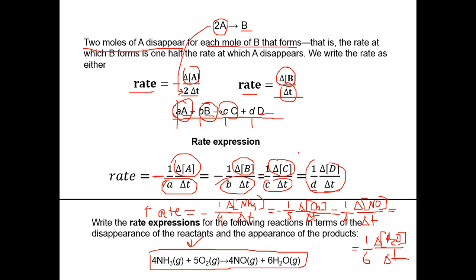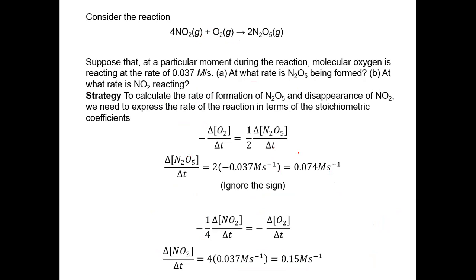So you can just write down the equation like this. So why is it convenient? For example, if you have a reaction like this one, and you know that the rate of reaction of oxygen is 0.037 moles per liter per second, and then it asks what's going to be the rate of N2O5 being formed, it's very easy to find out.